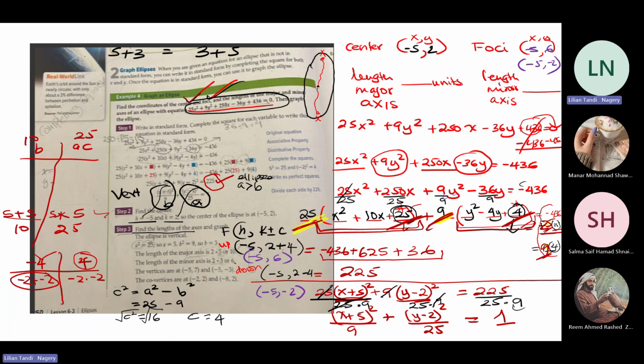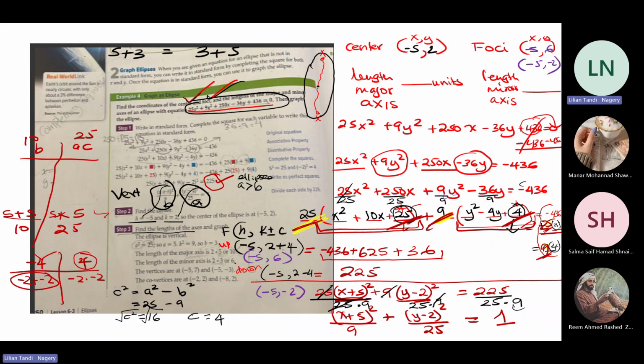Find the vertices. How do we find the vertices? Can we get there? Yeah, let's get there. All right. The formula for the vertex is there. Where is it?